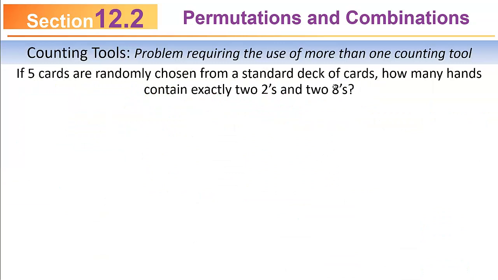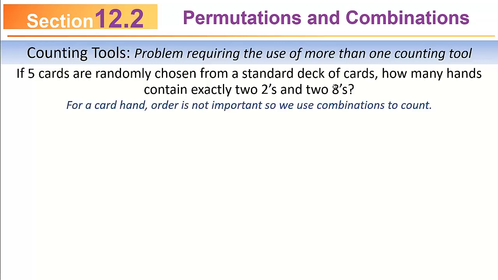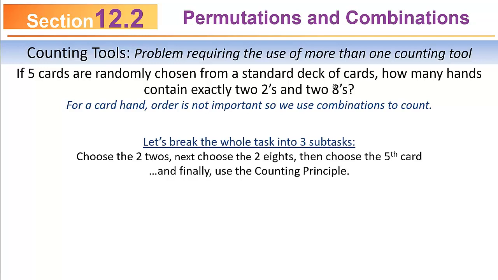If 5 cards are randomly chosen from a standard deck of cards, how many hands contain exactly 2 2s and 2 8s? It's very similar to the other problem, and again, for the same reason, order doesn't matter, so these are going to be combinations. And also, like the last problem, it's actually going to be a counting principle problem at the base, but this time there are 3 subtasks, or 3 stages. This is a 3-stage experiment.